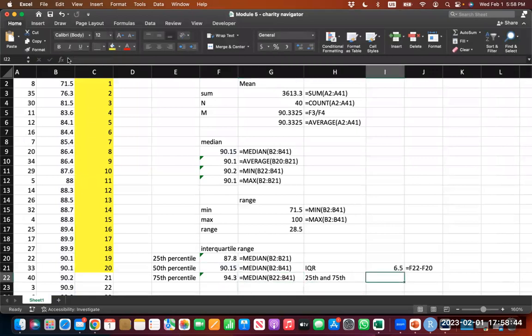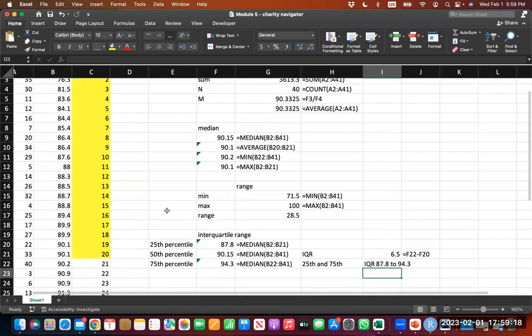You can also show this interquartile range by basically saying the IQR is 87.8 to 94.3. Whenever I report an IQR in a paper, I would rather give the lower limit and the upper limit, to also give an idea about the numerical value, in which interval the data basically ranges. So that's the IQR.